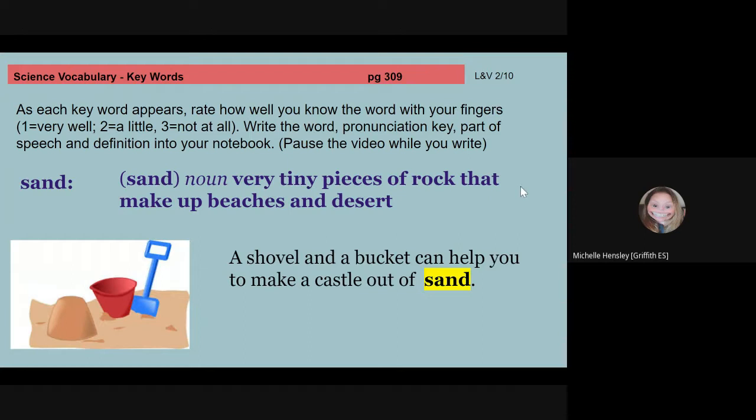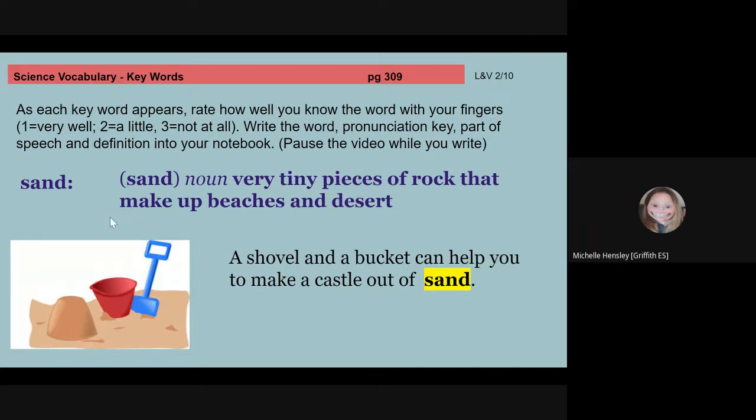A shovel and a bucket can help you make a castle out of sand. Remember that story that we read that had the sand sculpture contest? And they were trying to make a lion, and the boy couldn't figure out that he needed more water, and his friend helped him. I remember that one too. It was a good one.